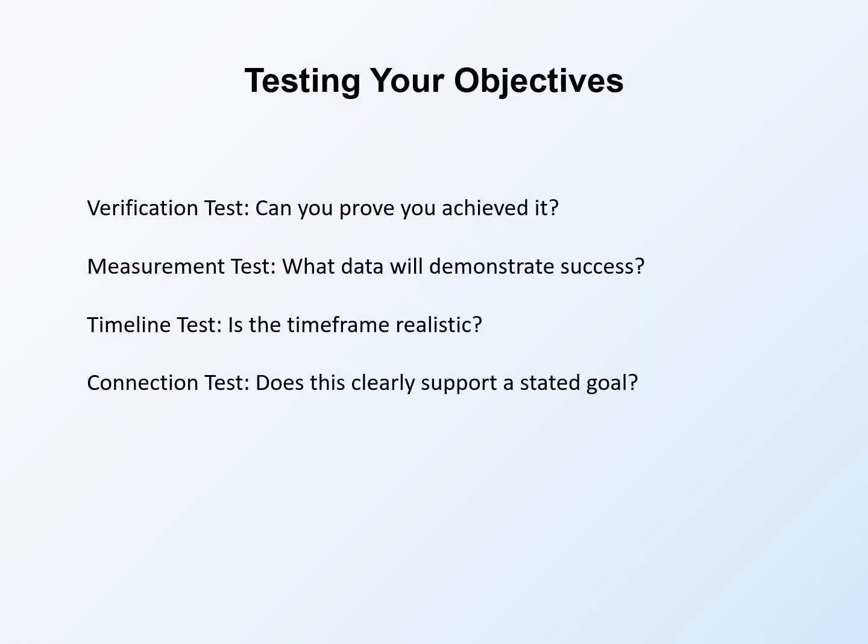The timeline test asks whether the time frame is realistic. Given your activities and resources, can you actually achieve this result in the stated time? Unrealistic timelines set you up for failure. The connection test asks whether this clearly supports a stated goal. The logical connection between objective and goal should be obvious. If you have to explain the connection, strengthen it.